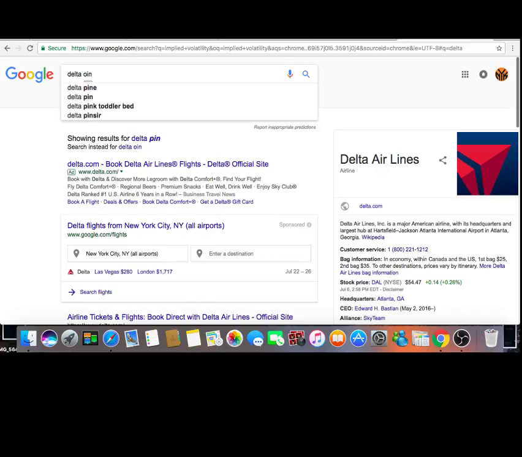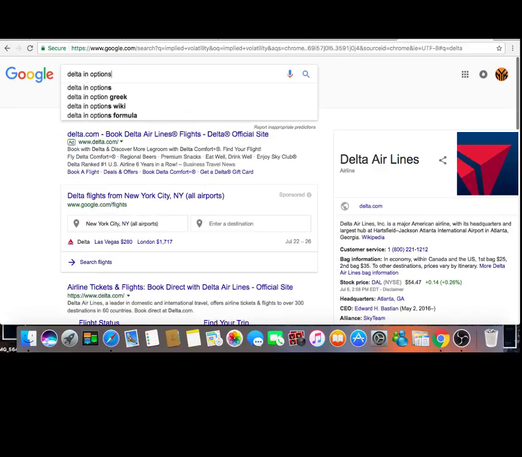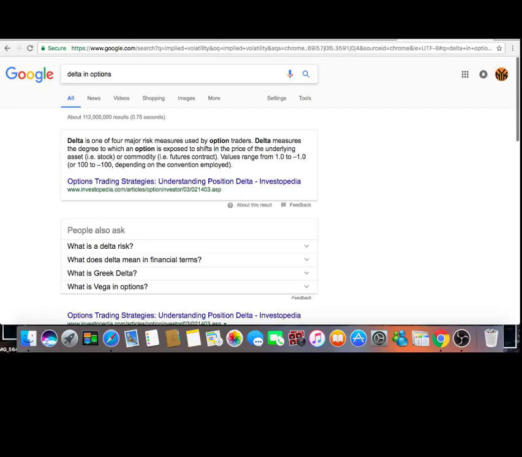Delta options. This is another good one. Delta is one of the four major risk measures used by option traders. Delta measures the degree to which an option is exposed to shifts in the stock price. So let's say the stock goes up $1 and the delta is 25 cents. For every dollar that the stock goes up, the option should go up around 25 cents. So that's pretty much what delta is. Now let's go over gamma.